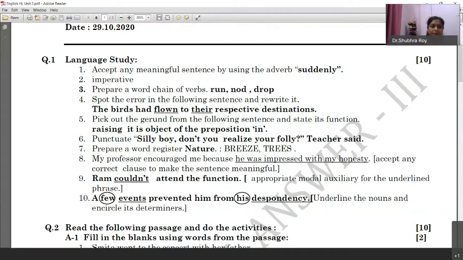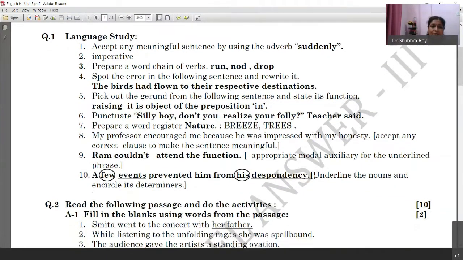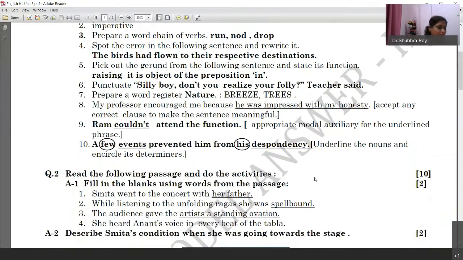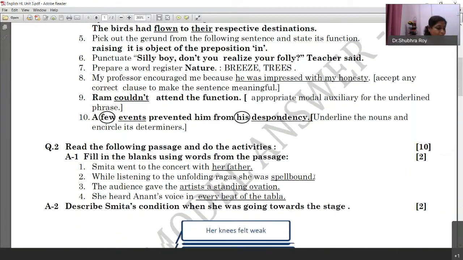Okay. This will all carry 1 mark each. One sentence is equal to 1 mark. So this is a 10-mark question, language study. The second question: read the following passage and do the activities. The passage was about the concert.